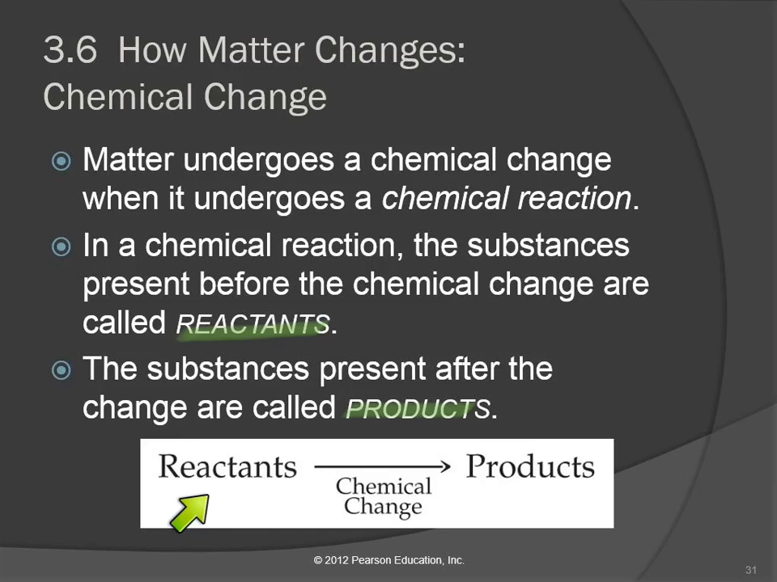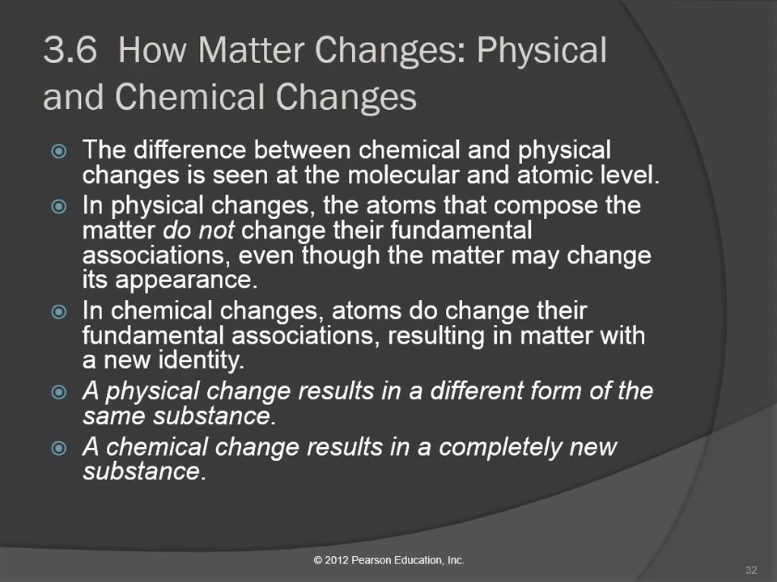And we often represent chemical reactions with a chemical equation. It's similar to a math equation in some ways, but instead of an equal sign, we have an arrow. And so we start with the reactants, and the arrow points to what happens, the products. The reactants react to produce the products. Because the substance has changed, this is a chemical change, not a physical change. So the difference between these changes we see at the particulate level, looking at the individual particles.